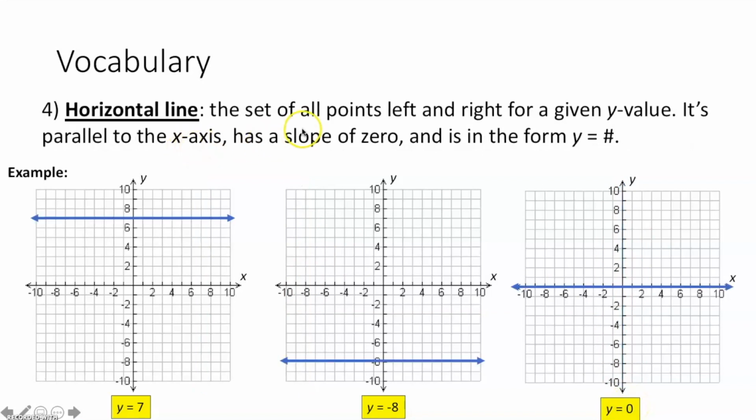Now, a horizontal line is the set of all points left and right for a given y value. It's parallel to the x-axis and has a slope of 0. It's in the form y equals a number. So anytime you see y equals a number, that's a horizontal line. That's every point that has a y value, in this case, of 7. This is every point that has a y value of negative 8. Same thing here. Every point that has a y value of 0. Note that the vertical line had an undefined slope and a horizontal line has a 0 slope. We talked about that in the first lesson.